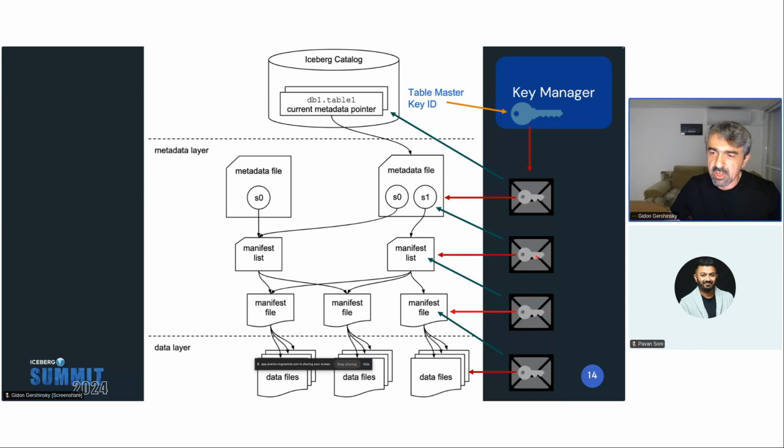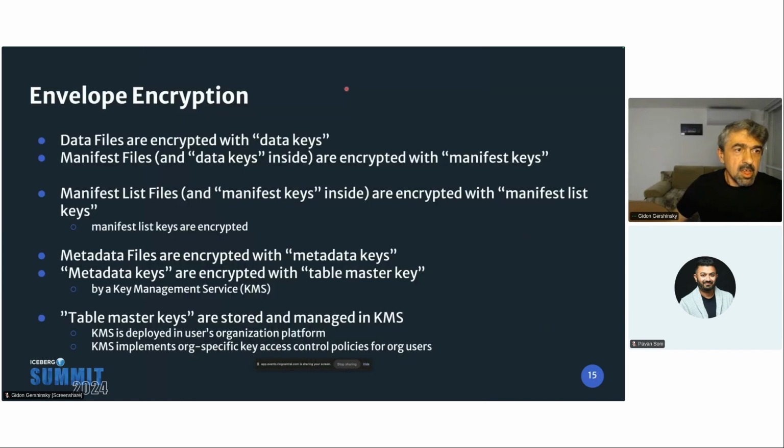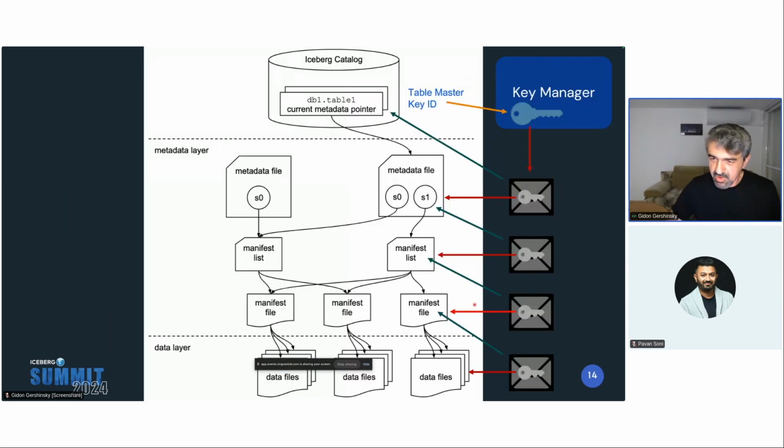And here we have some changes. We probably encrypt the manifest list key before putting it inside the metadata files, because, for example, we don't have those files in the REST catalog. And if we have the metadata file, we encrypt it with the metadata key. And then we encrypt the metadata key with the table master key using the key manager. And put the result in the Iceberg catalog for this table. So it's a kind of envelope encryption, a standard practice in big data security, because data files are encrypted with data keys, and the data keys are encrypted with other keys. So we have envelopes in this picture.